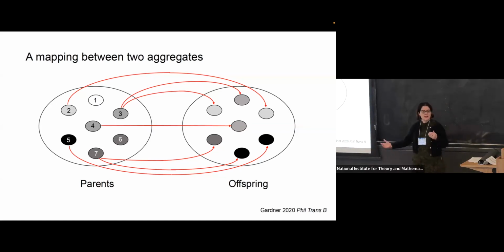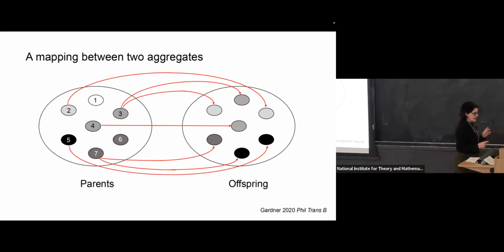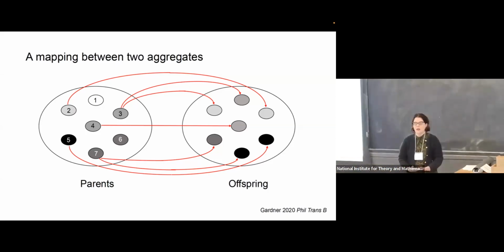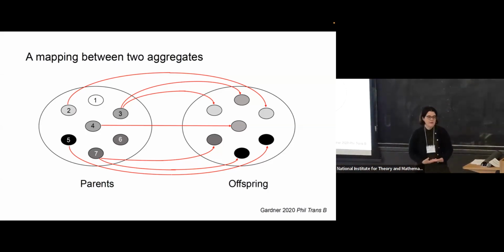Just looking at this image, if I've done a good job, which I don't know that I have, you can immediately see 2 things about the process of mapping from this one aggregate to the other. The first thing is that not all the parents are represented in the offspring, right? So individual 1 doesn't have any offspring. Individual 2 has 1. Individual 3 has 2. So not only are not all the parents represented, but they could be represented by different amounts. So that's one aspect of this mapping that's important.